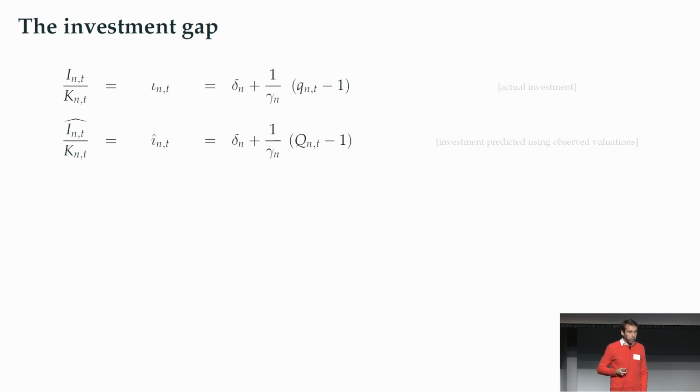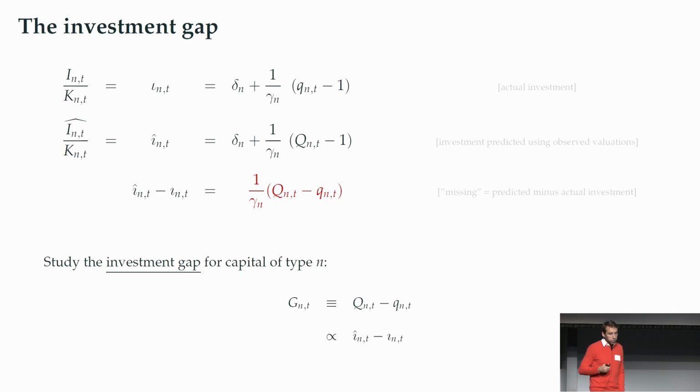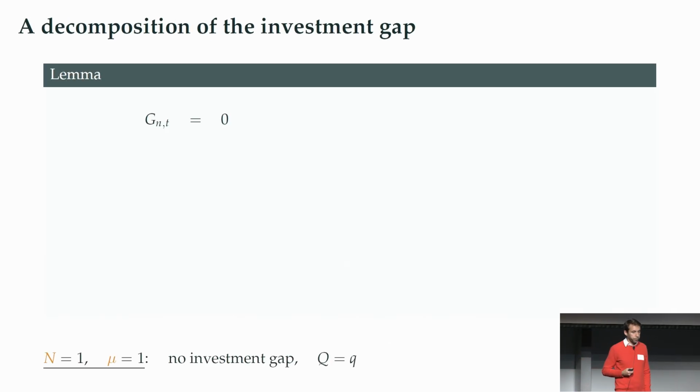And so what you can see here is, if you take the gap between what investment, quote unquote, should be, so where we expect it to be given the values of Q, and where it actually is, that just depends on the gap between average and marginal Q. So this is why we look at that statistic in our model. So that object is going to be the focus of most of the rest of the talk.